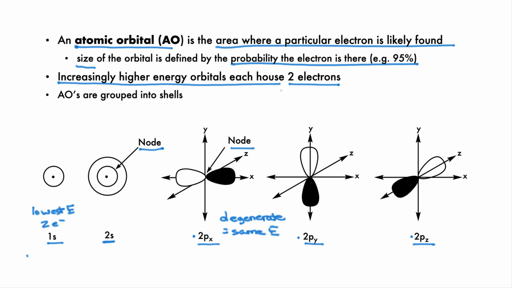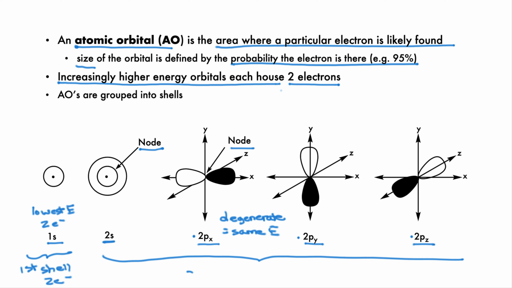Orbitals are grouped into shells. The first shell consists of the 1s orbital and can have a maximum of 2 electrons. The second shell consists of the 2s and 2p orbitals for a maximum of 8 electrons, which we can call an octet.